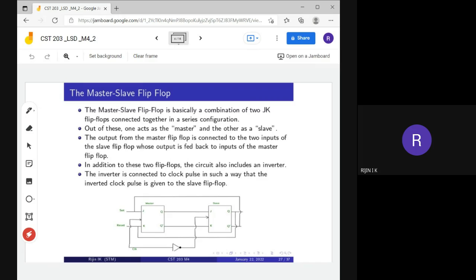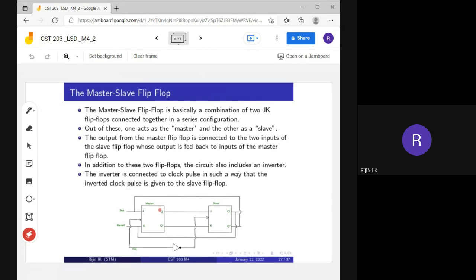Actually master slave flip flop is a JK flip flop, but here it is a combination of two JK flip flops. You can say like that. Master slave flip flop is a combination of two JK flip flops. These two JK flip flops are connected together in a series configuration.